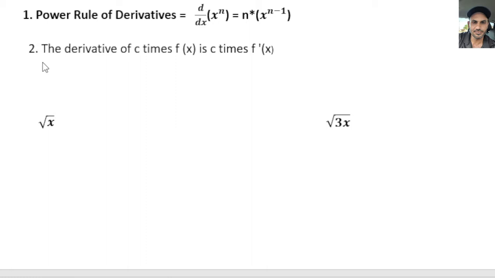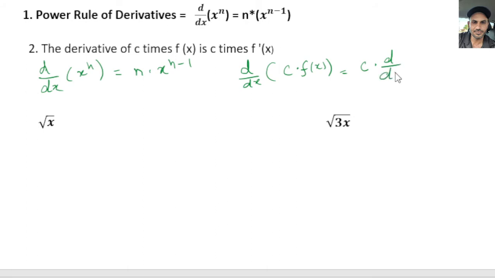So I'm going to write this down right here. If we're taking the derivative of x to the n, it becomes n times x to the n minus 1. And if we are taking a derivative of some constant times a function, the constant comes out of the derivative, and then we have d over dx of this function f of x.